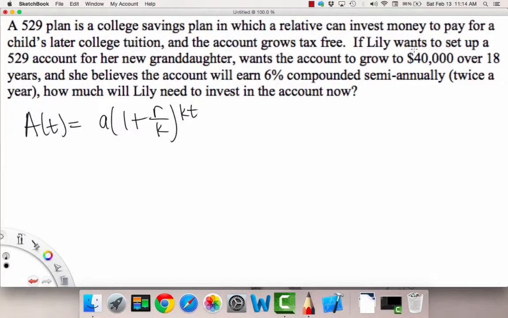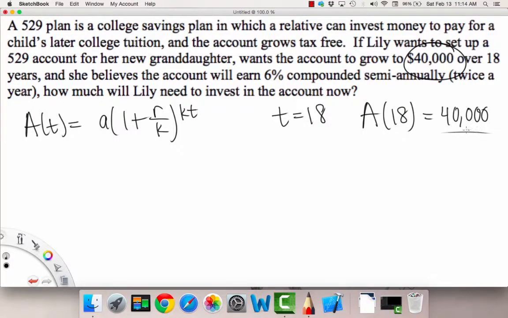So let's start where it starts listing numbers. She wants the account to grow to this $40,000 over 18 years. So basically, when t is equal to 18, we want the actual value of our account to be equal to $40,000. This is not our initial amount, because it says we want the value of our account to reach this value once 18 years have passed.